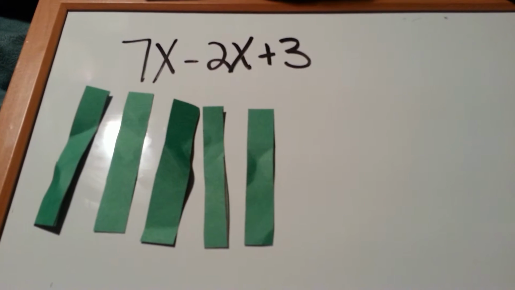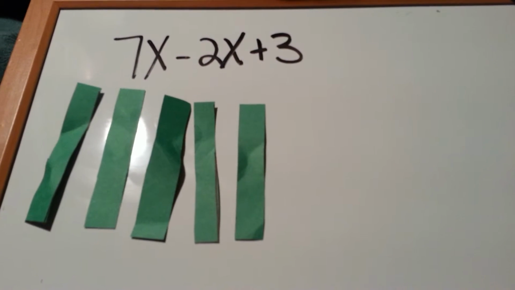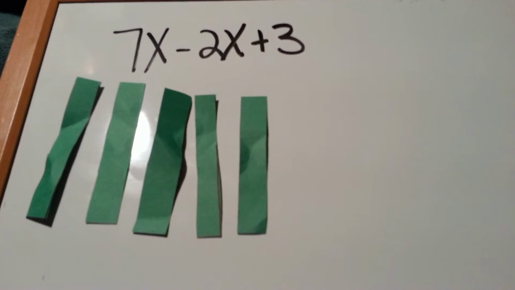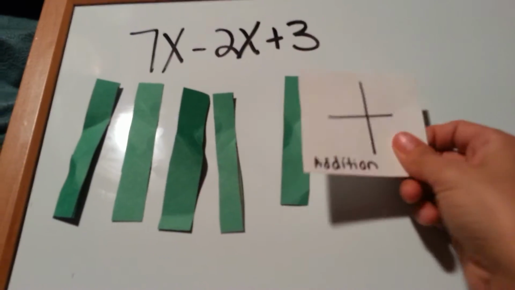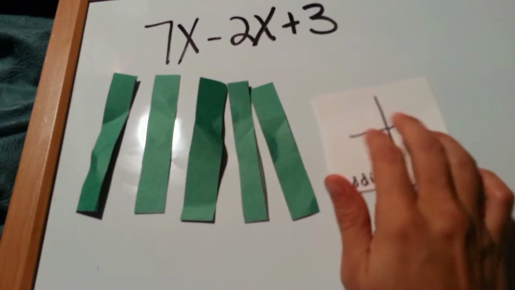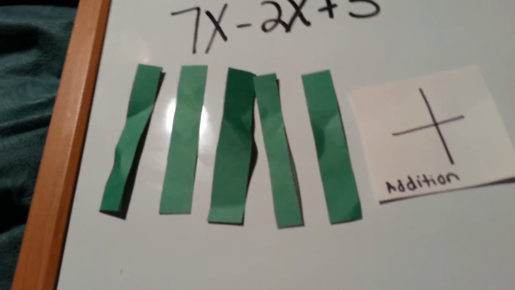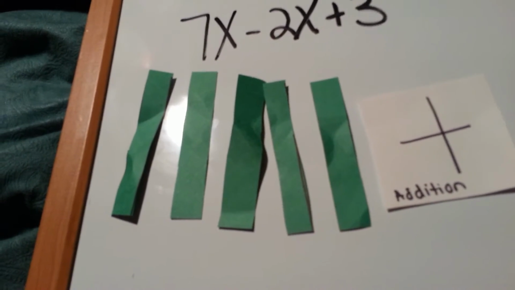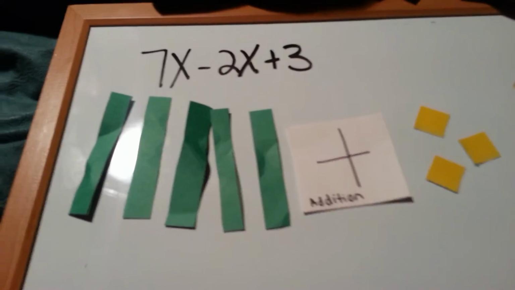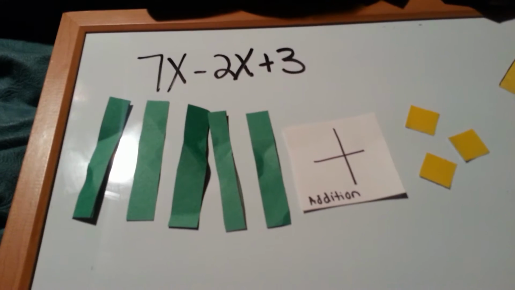Now it says that we are going to add 3 ones. And this is a tile we haven't used yet. So we are going to add three ones. Okay. And all we're doing is just simplifying this equation.